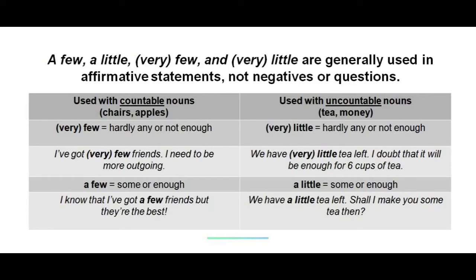A little, meaning some or enough. Have a look at the sentence below. We have a little tea left. Shall I make you some tea then? Again, tea is an uncountable noun.